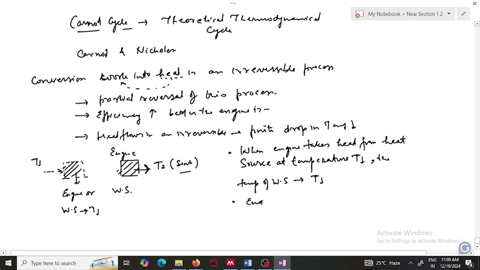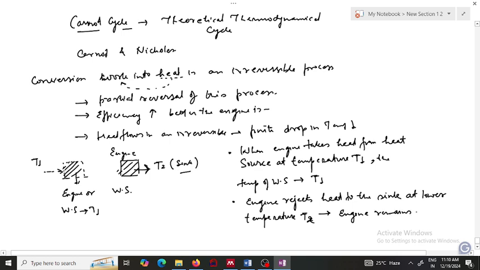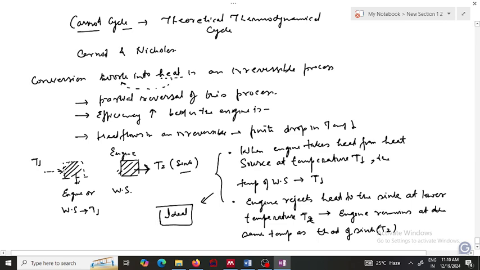Similarly, when the engine rejects heat to the sink at a lower temperature, let's say T2, then during this rejection of heat the engine also remains at the same temperature as that of the sink. So in other words, I'm trying to make the point that these are the conditions for an ideal setup. An ideal engine is one where the engine does not exchange any heat during the process.